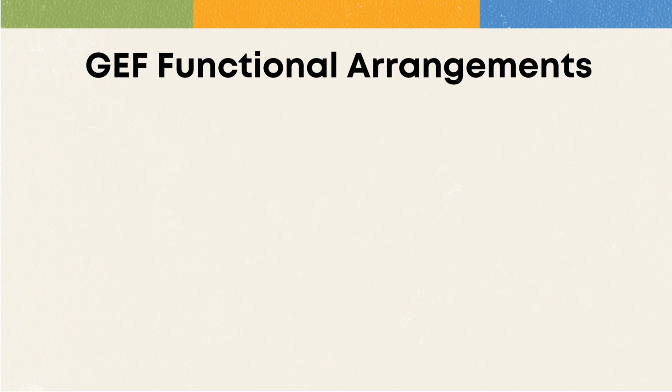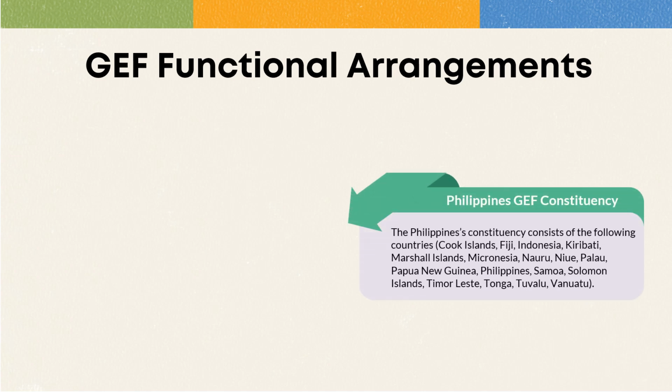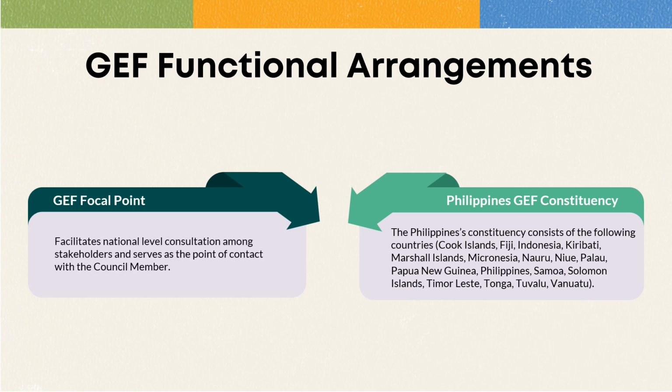global environment significantly. Philippines is a member of a constituency comprised of the following countries: Cook Islands, Fiji, Indonesia, Kiribati, Marshall Islands, Micronesia, Nauru, Niue, Palau, Papua New Guinea, Philippines, Samoa, Solomon Islands, Timor-Leste, Tonga, Tuvalu, Vanuatu. For the Philippines, the National Economic and Development Authority is the political focal point of GEF, and the Department of Environment and Natural Resources is the operational focal point.